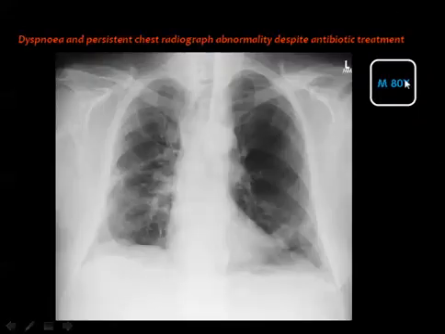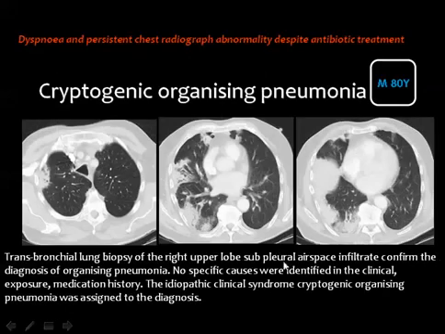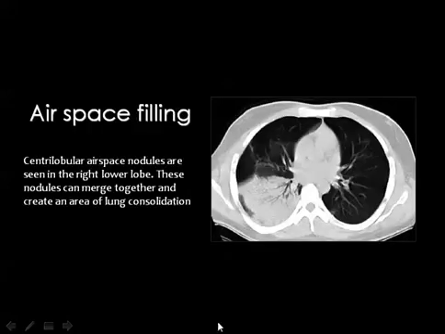And this is an 80 years old patient with dyspnea and chest opacities, and these are the opacities. Actually, you cannot see the reverse halo sign here, but this patient was subjected to transbronchial lung biopsy, and they confirmed the diagnosis of organizing pneumonia.